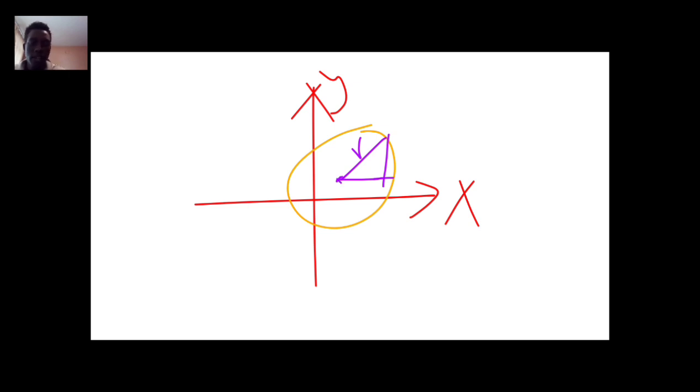At the center of the circle, let's say the x coordinate is A. Let's say this one is A, on the x-axis, and from the origin to this point here is B. So let's say this is B. That means the coordinates of the center are going to be A and B. So here you will have A and B as the coordinates of the center.